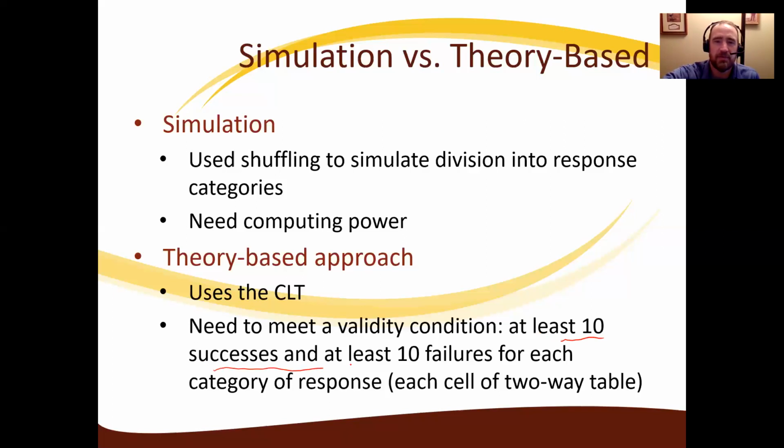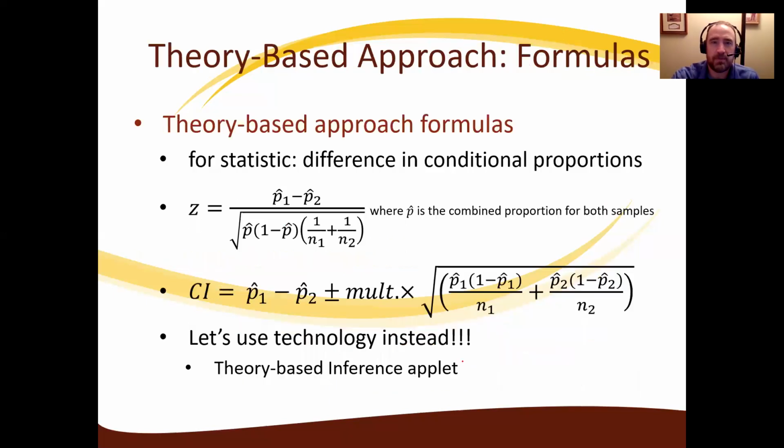That should sound kind of familiar. But now we need it in each category of response. For each group that we have, we need to have at least 10 successes and 10 failures. If you're thinking about your data in a two-way table, basically what you need in that two-way table is to have at least 10 in each of the four cells representing each of the groups.